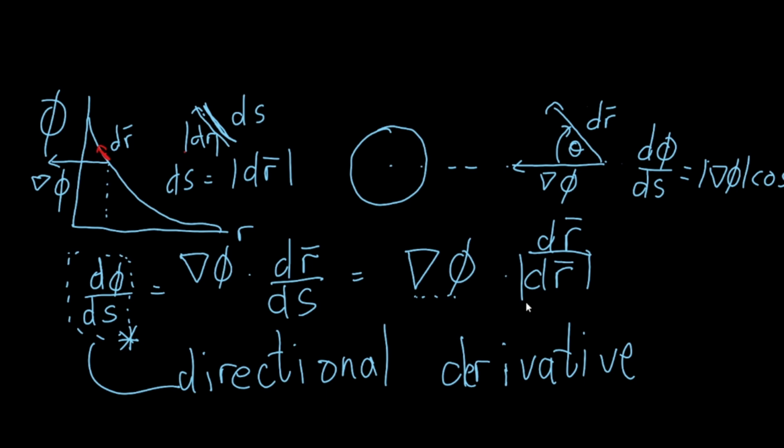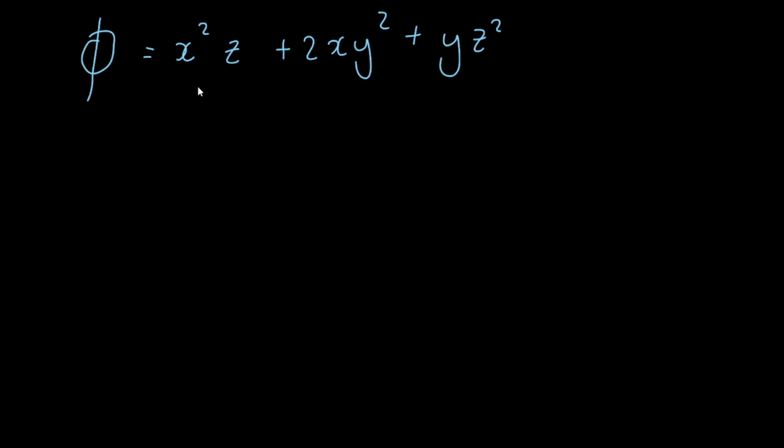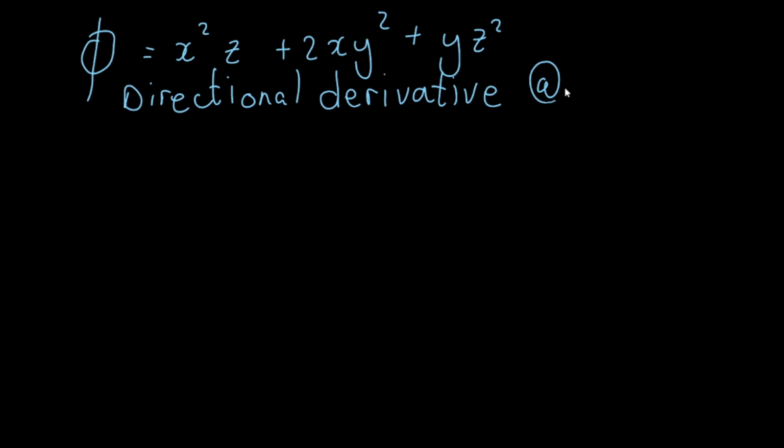This method can easily be illustrated by a simple example. We have some scalar function, phi, equal to x squared z plus 2xy squared plus yz squared, and we want to find the directional derivative at the point (1, 2, minus 1) in the direction of 2i plus 3j minus 4k.